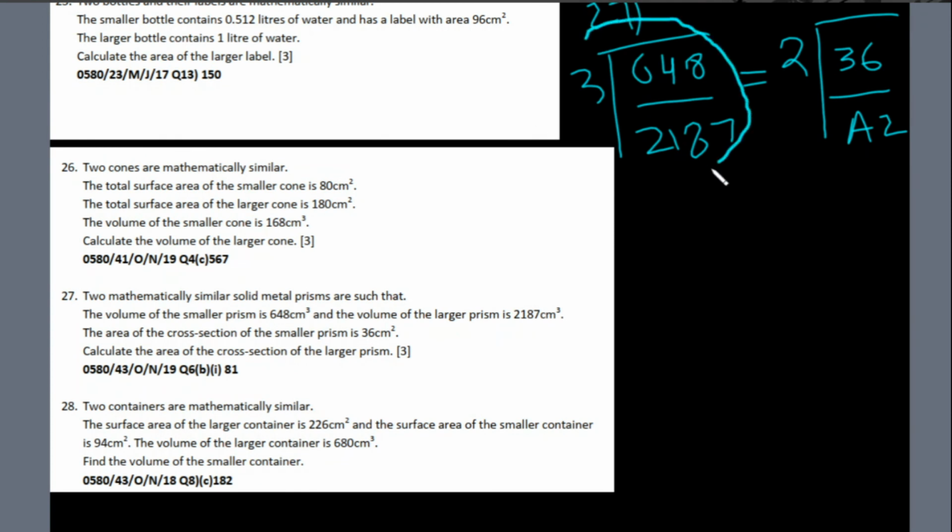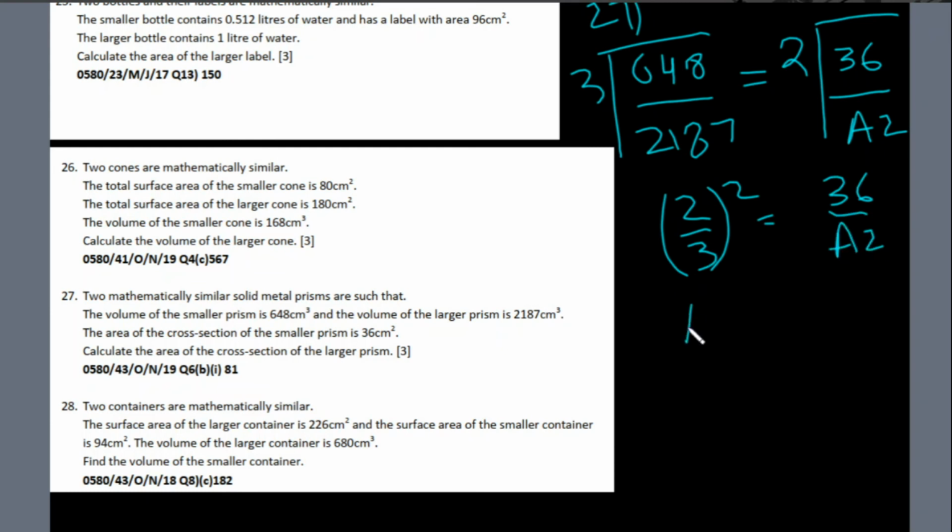Okay, so solving this first. Cube root, fraction key, 648 divided by 2187, which gives 2 over 3. Next we'll be taking square of 2 over 3, so that this becomes 36 over A2, and then make A2 the subject by multiplying 36 by 9 over 4. 36 times 9 divided by 4 gives us 81, which is thankfully the answer. Centimeters square.